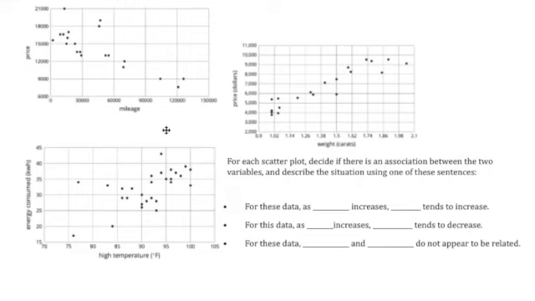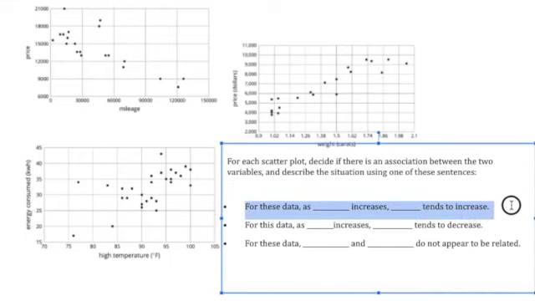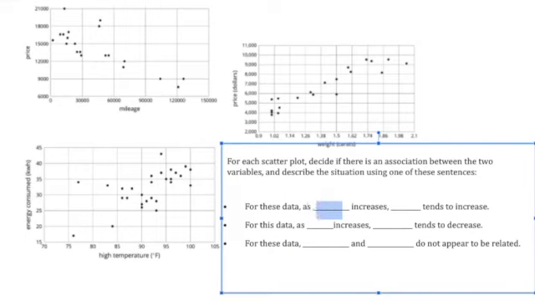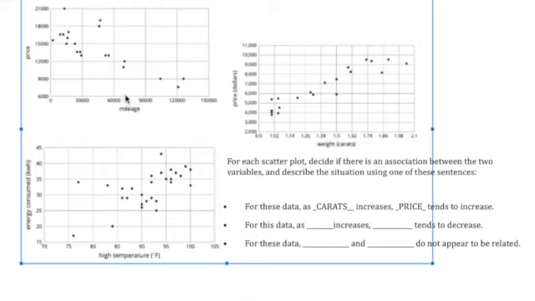And then basically you want to be able to fill in the blanks in these sentences. So for these data, as something increases, something else tends to increase. Which graph shows that? That graph would be this diamonds one. So as the carat of the diamond increases, the price also tends to increase. And for another one, as something increases, something else decreases. That would be this one up here. So as mileage increases, the price tends to decrease.